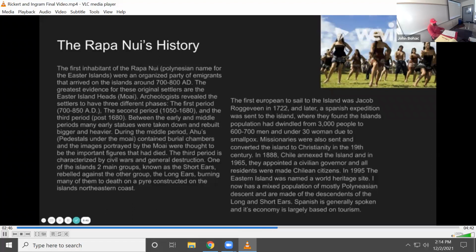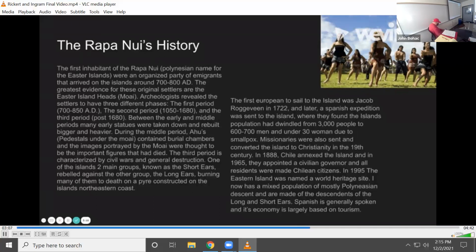Between the early and middle periods, many early statues were known as bigger and heavier. During the middle period, the moai were placed over burial chambers, and images pictured by the moai reflected the important figures that died. The third period is characterized by civil wars and general destruction.